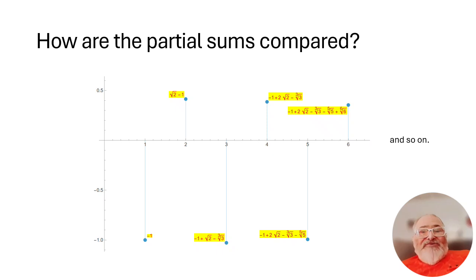Since every partial sum has a metric, the alternating sum of the sides, we can compare them. On a number line, we can go from n equals 1 down to negative 1 to the power of 1 over 1. And then at n equals 2, we can go up to negative 1 plus the square root of 2. And then at n equals 3, we can go down to negative 1 plus the square root of 2 minus the cube root of 3. And these alternate.